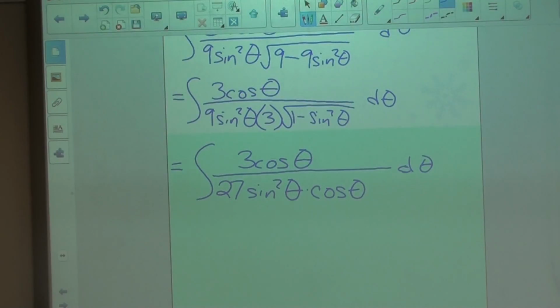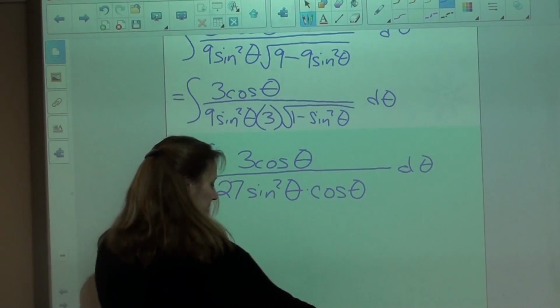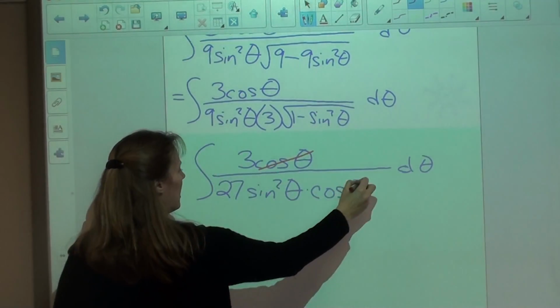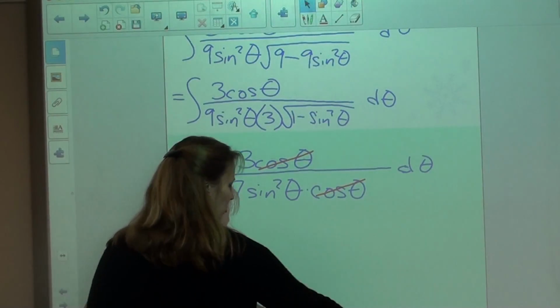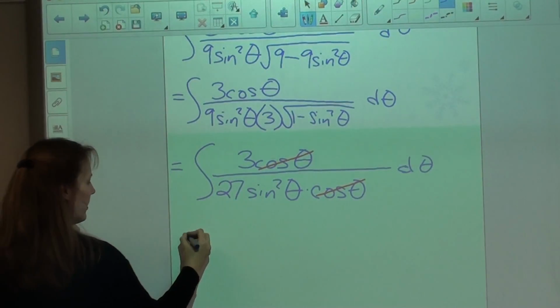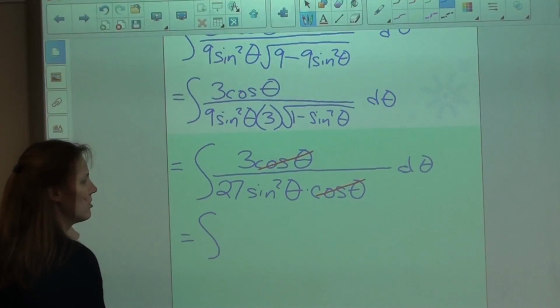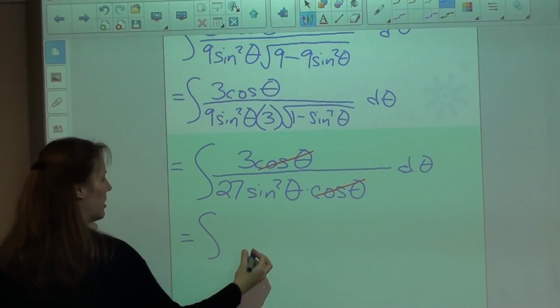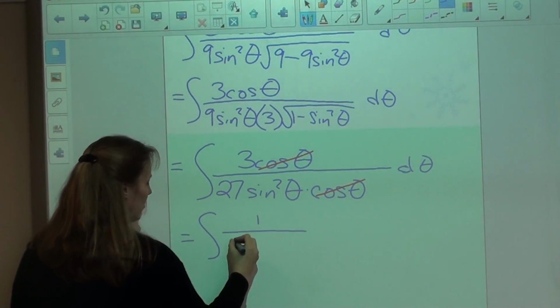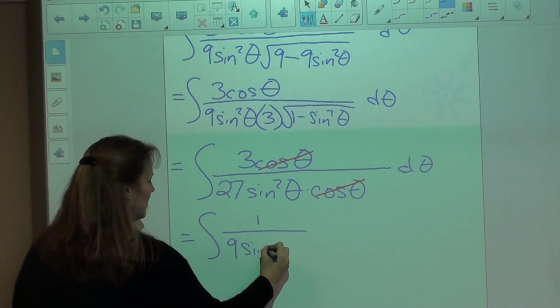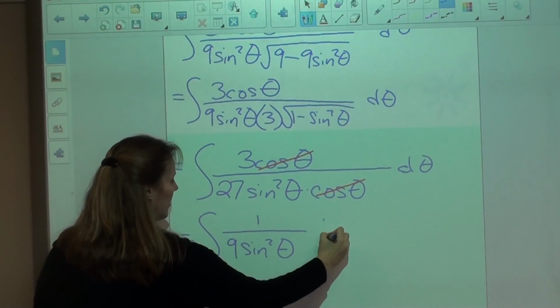Oh, yeah, isn't that nice? So now you can cancel the cosines, right? So, goodbye, cosine. There's one other little thing we can cancel, just to clean it up. What else can we cancel? We can cancel 3, right? So we end up with 1 over 9 sine squared theta.